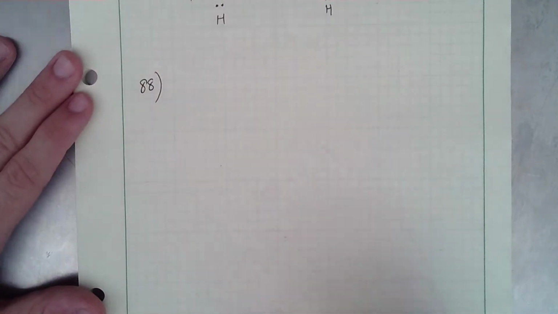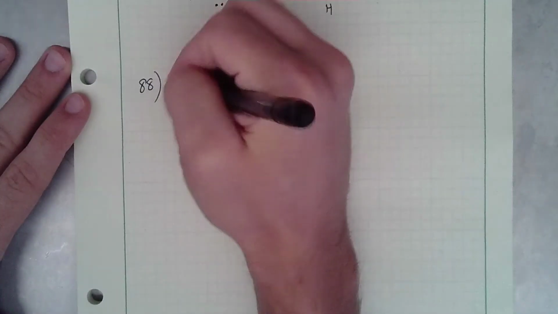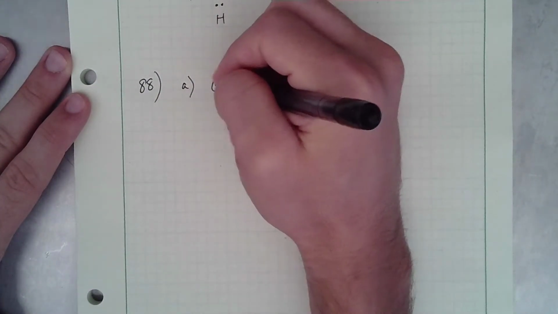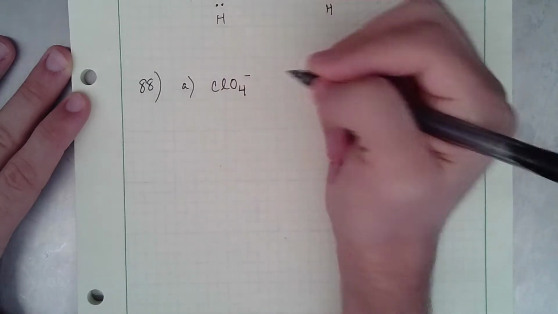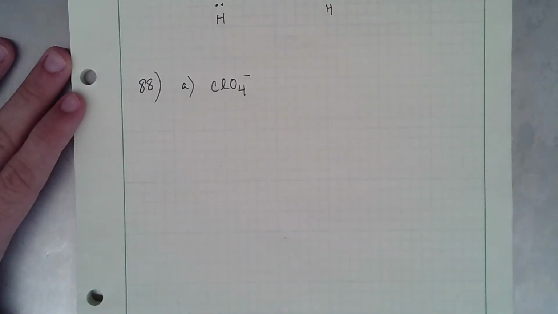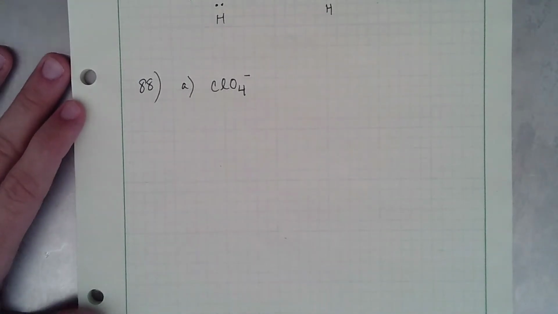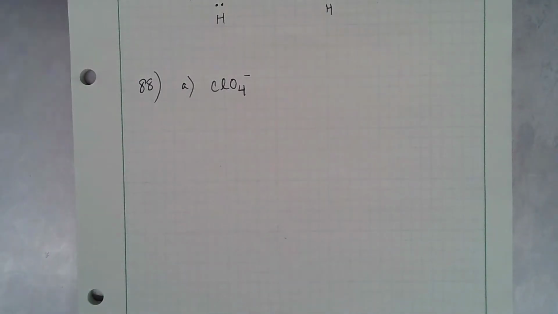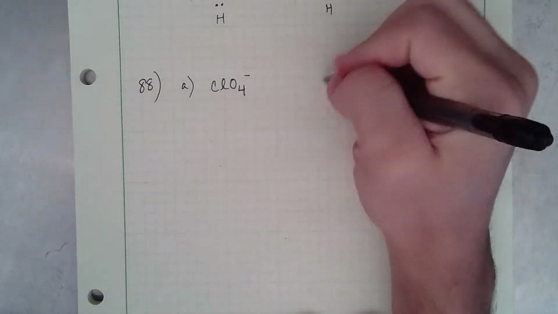This is number 88, part A. And once again, this is the perchlorate ion. So it's ClO4 with a -1 charge. Okay, let's add up the valence electrons. Okay, so this is step 1, right?